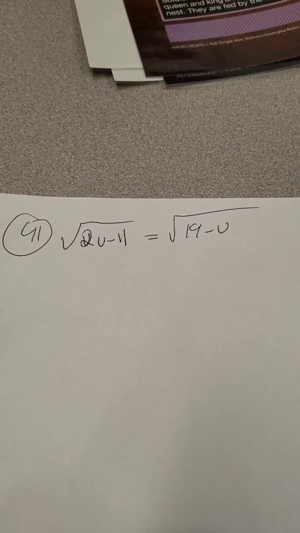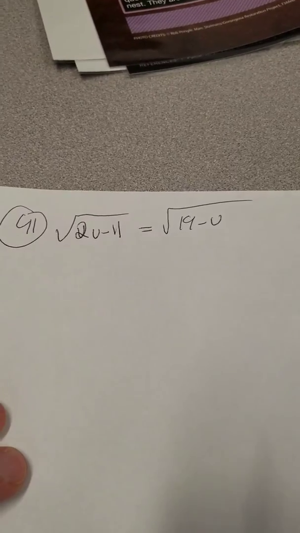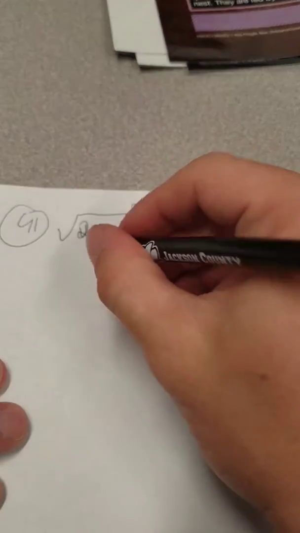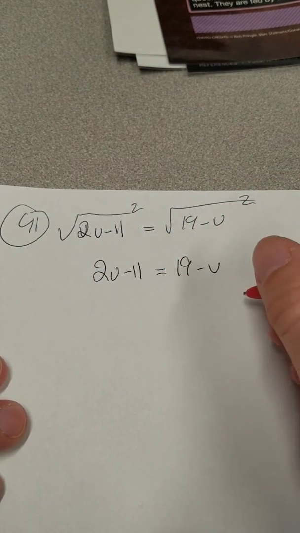Number 41 deals with solving square root equations with a square root on both sides. So if you need more help with this, look it up on the video. But what you need to do is square both sides. Okay, that cancels out the square root. So now we have 2v minus 11 equals 19 minus v. That's a very easy equation to solve.